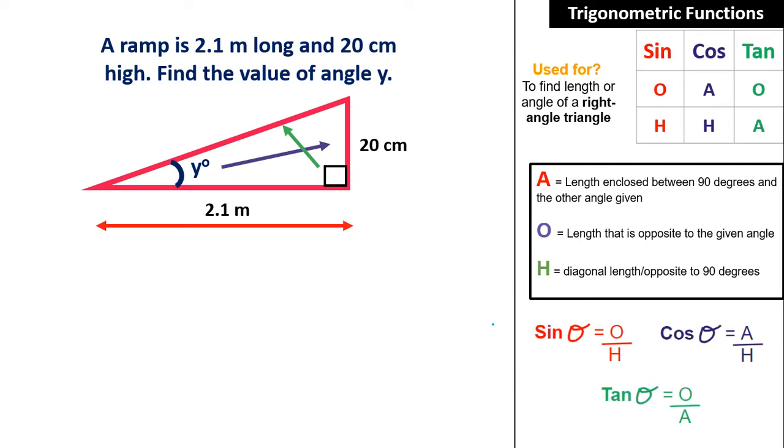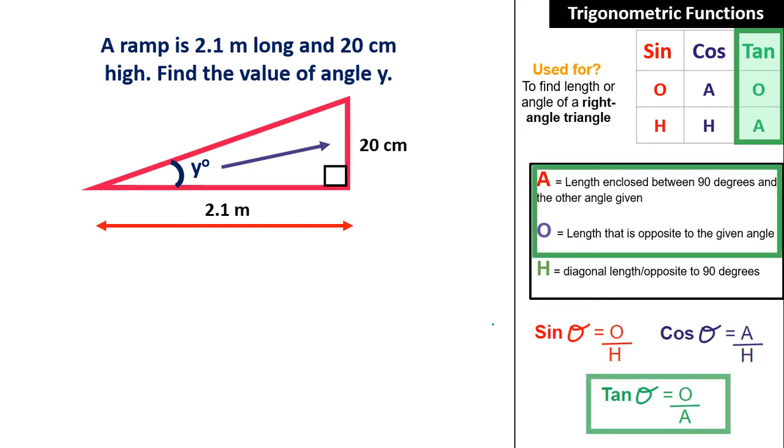Now, as you can see in this particular example, we have the length that is enclosed between the angle and the 90 degrees, which means I have my A, and we have the length that is opposite to the angle, which means I have my O. So I can just get rid of my H, and that means I'm dealing with tan, and below tan we have OA. So my lengths are adjacent and opposite. So I'm going to be using tan theta equals opposite over adjacent.